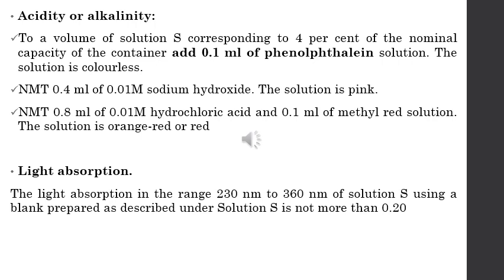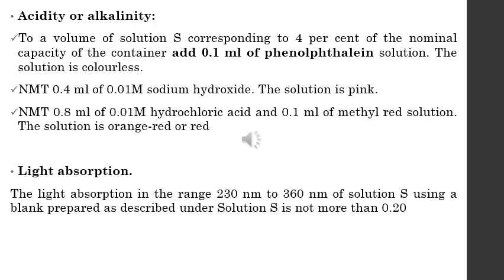For determining the acidity and alkalinity of the container, we have to take solution S, which corresponds to about 4% of the nominal capacity of the container. To this, we have to add 0.1 ml of phenolphthalein solution. This is a colorless solution. Now titrate it against 0.01 molar sodium hydroxide. The volume required should not be more than 0.4 ml, and the solution is pink in color, that is the endpoint is pink.